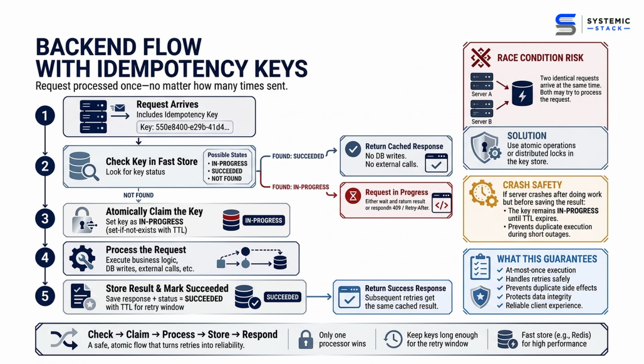This check-then-act flow is a classic pattern, but you have to be careful about race conditions. If two identical requests hit two different server instances at the exact same millisecond, they both might think they are the first one. That's a huge failure mode. To solve this, you need atomic operations or distributed locks in your key store to make sure only one process can claim that specific key at a time.